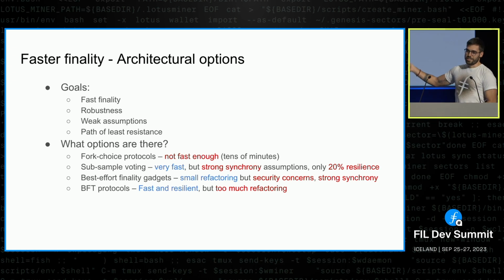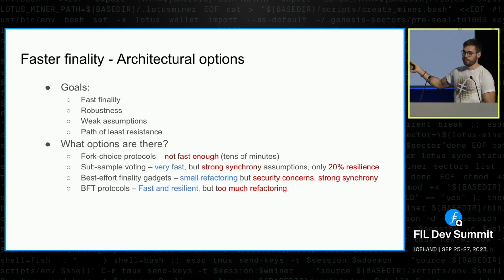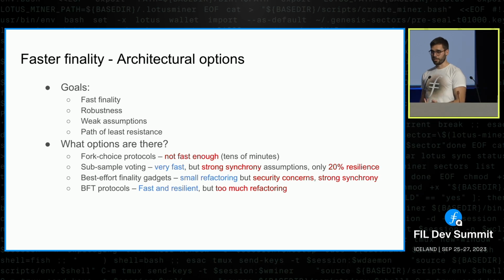So just hedging across multiple options, people might be suggesting fork choice protocols. Any fork choice protocol that I know will take at least 10 minutes to finalize any block. So it's just not good enough for fast finality. Some people might be familiar with Avalanche, and it might look very attractive because it provides sub-second finalization. So at first look, it looks amazing, but this comes at the cost of less robustness, only tolerating a 20% adversary and very strong synchronous assumptions.